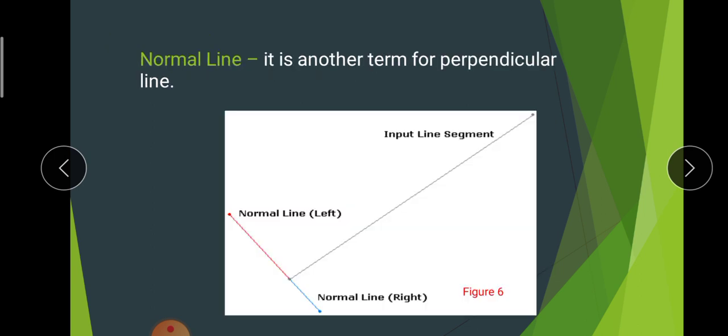Normal line. It is another term for perpendicular line. Ang ibig sabihin, same lang sila ng perpendicular line. As you can see in figure 6, the red and the blue line segment is perpendicular to the input line segment. Therefore, the red and the blue line segment is normal to the gray input line segment.